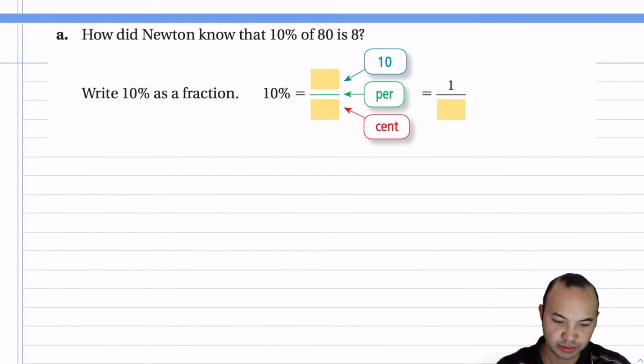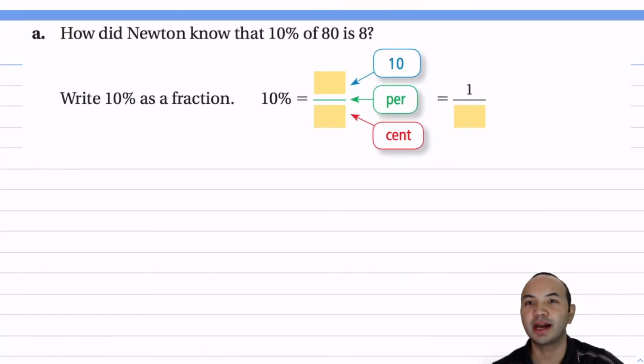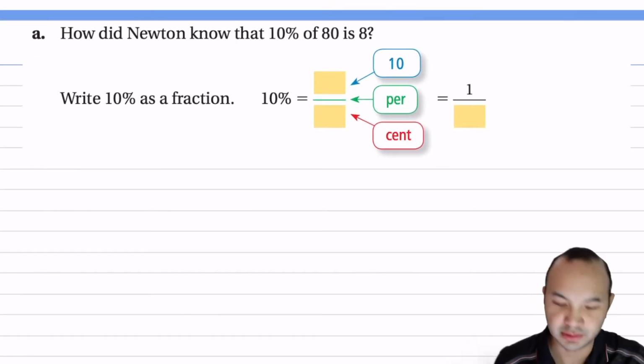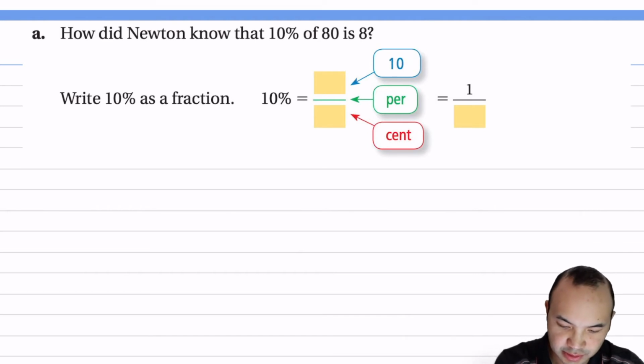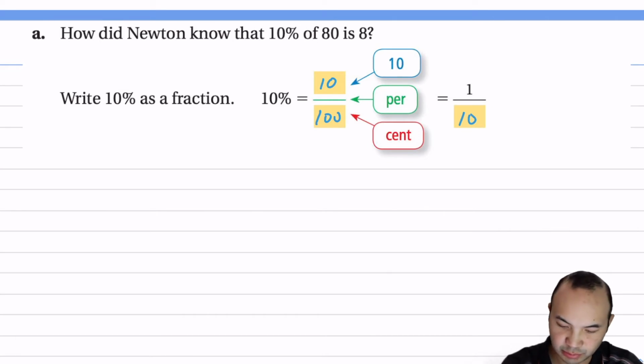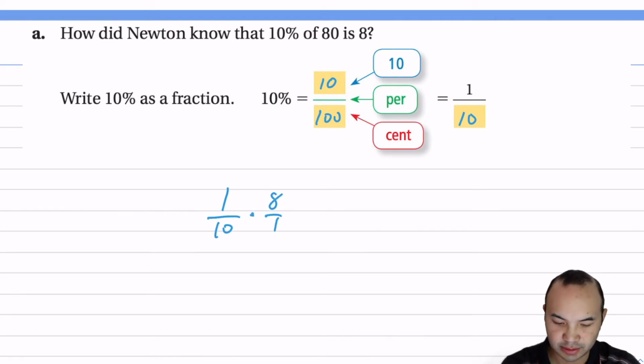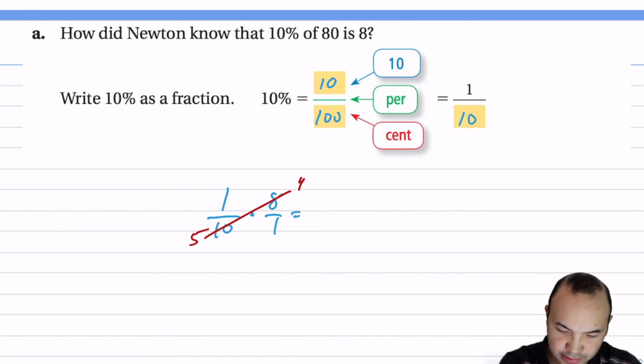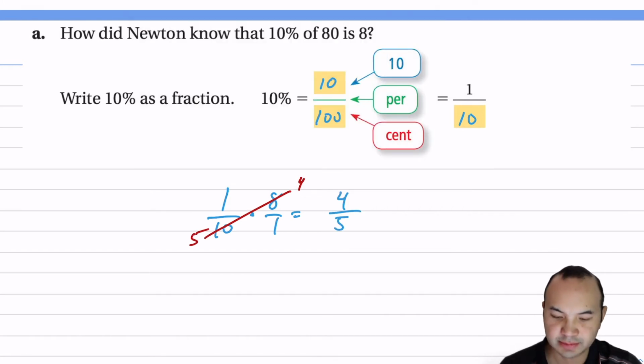Let's check this out. How did Newton know that 10% of 80 is 8? Well, I kind of did this very quickly earlier, but 10 percent means 10 over 100. So 10 over 100 is the same as 1/10. So how did you know that 10% of 80 is 8? Well, you did 1/10 times 80. So 80 over 1. If you want to, you can cross cancel here, divide by 2. You get a 4 and a 5, and then you get 4/5.